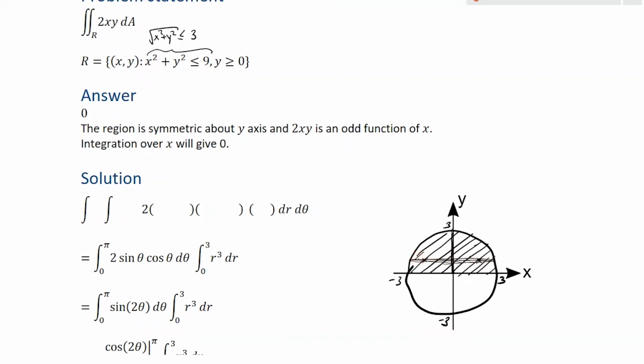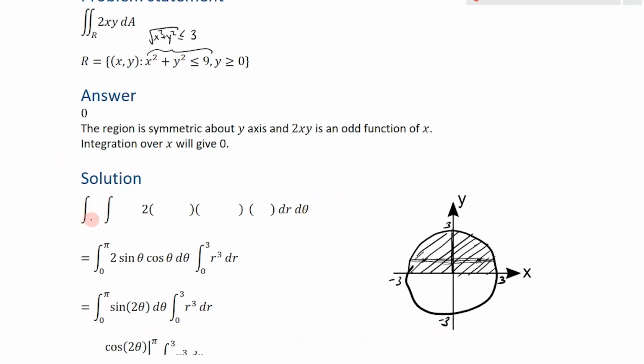to give us 0. But I'm pretty sure, since it's in the polar coordinate integration section, you weren't meant to do it this way. I'm pretty sure you were supposed to actually evaluate. So let's do that as well.